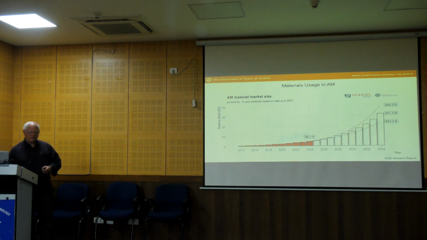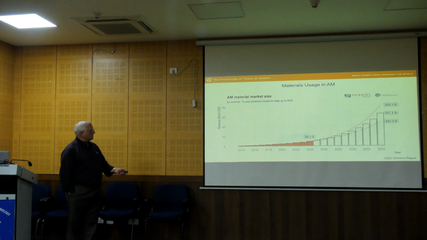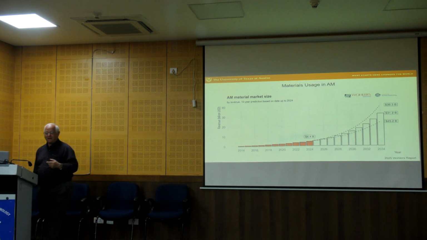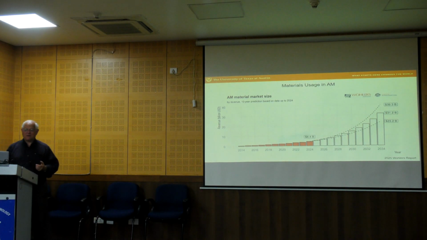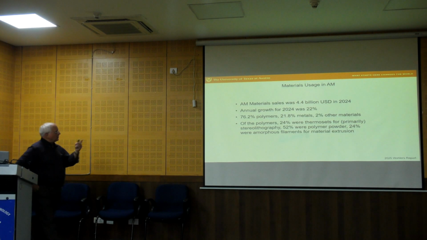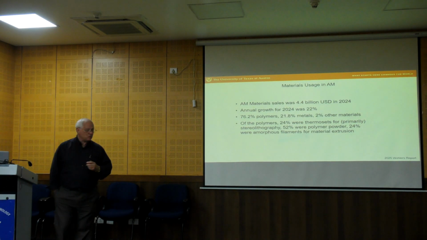This shows the extrapolation of the feedstock sales. Again, 4.4 billion today. In the next 10 years, it's expected to jump to 31 billion. So feedstock is going to have about an 8-fold increase over the next 10 years or so. I think feedstock sales are going to be very healthy as well. So this is my characterization of the feedstock for additive manufacturing.